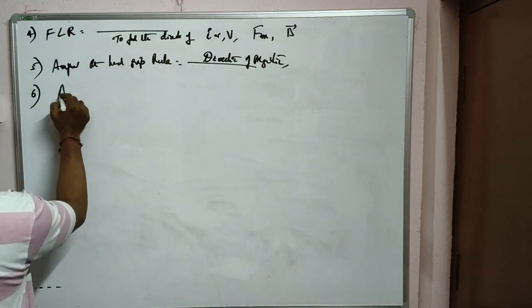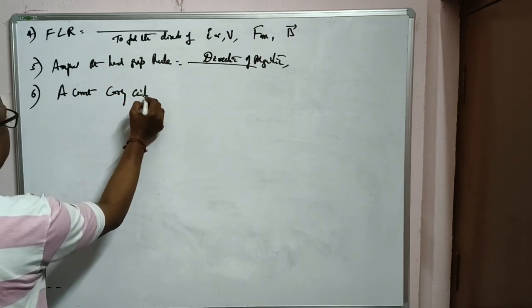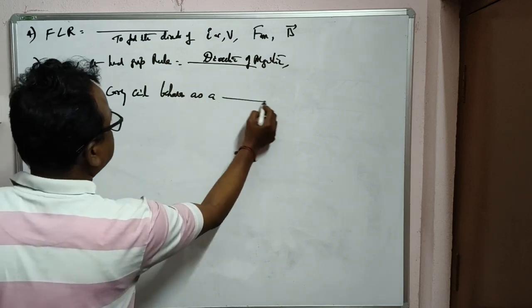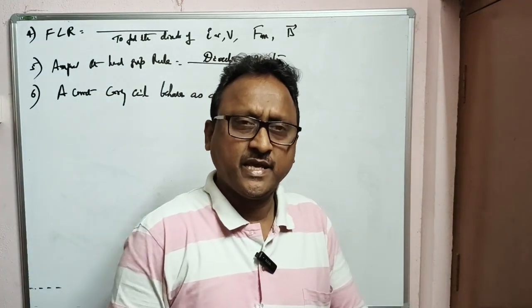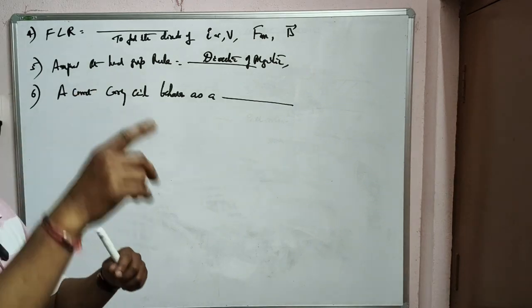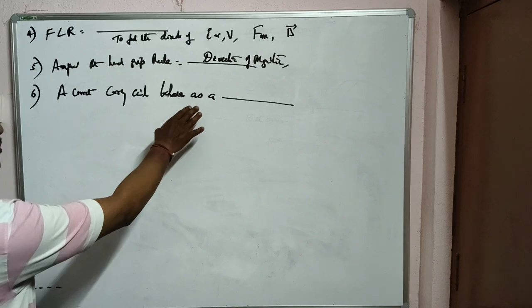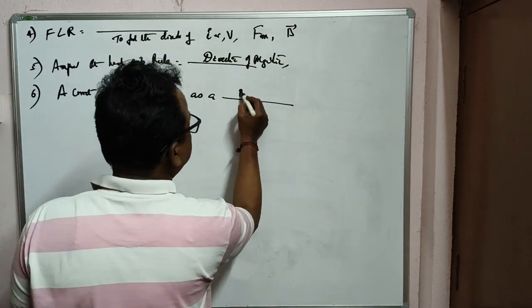A current carrying coil behaves as a dash. I told you this also in the concept. A current carrying coil, it may be rectangular or circular. It is carrying some current. So it behaves as what? Dash. So the answer is, it behaves as a magnet.